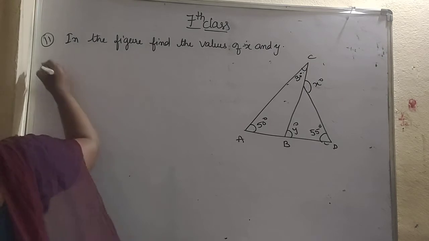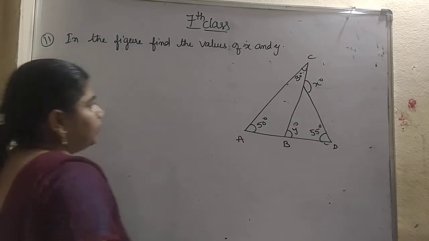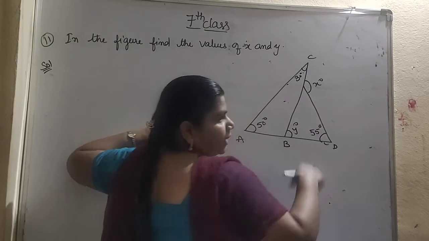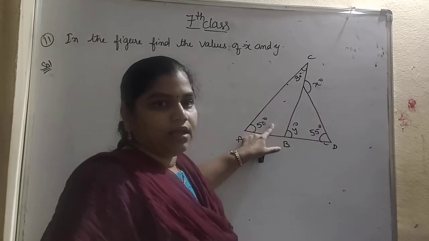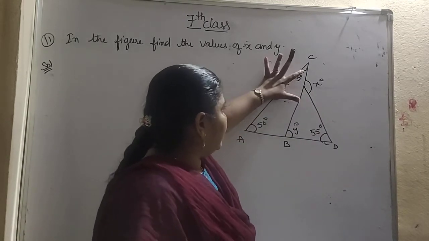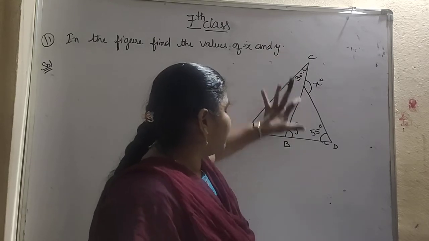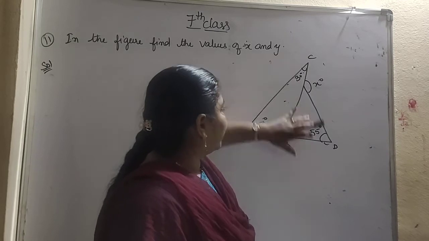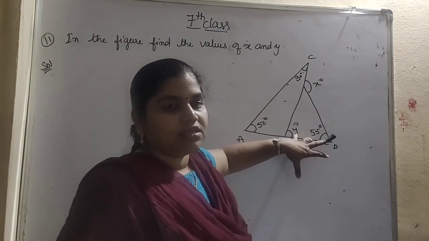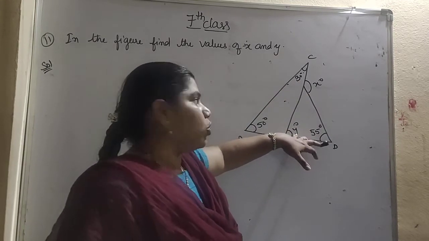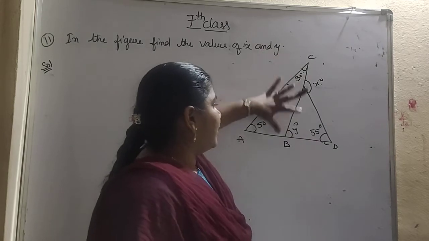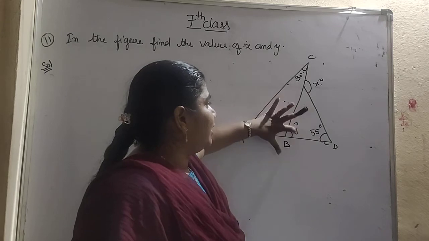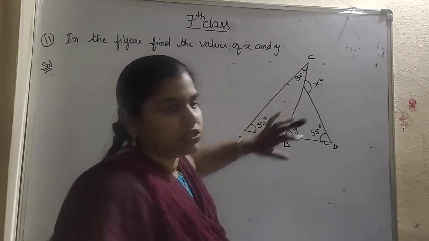So how to find the x value and y value? See here. If I take this triangle, this part will be an exterior part of this triangle. So in this triangle, these three are interior angles and this y is the exterior angle. So if you add these two, that can be equals to y degrees. That is, by using exterior angle property, the sum of two interior angles will be equals to exterior angle, because for this triangle y is an exterior angle.